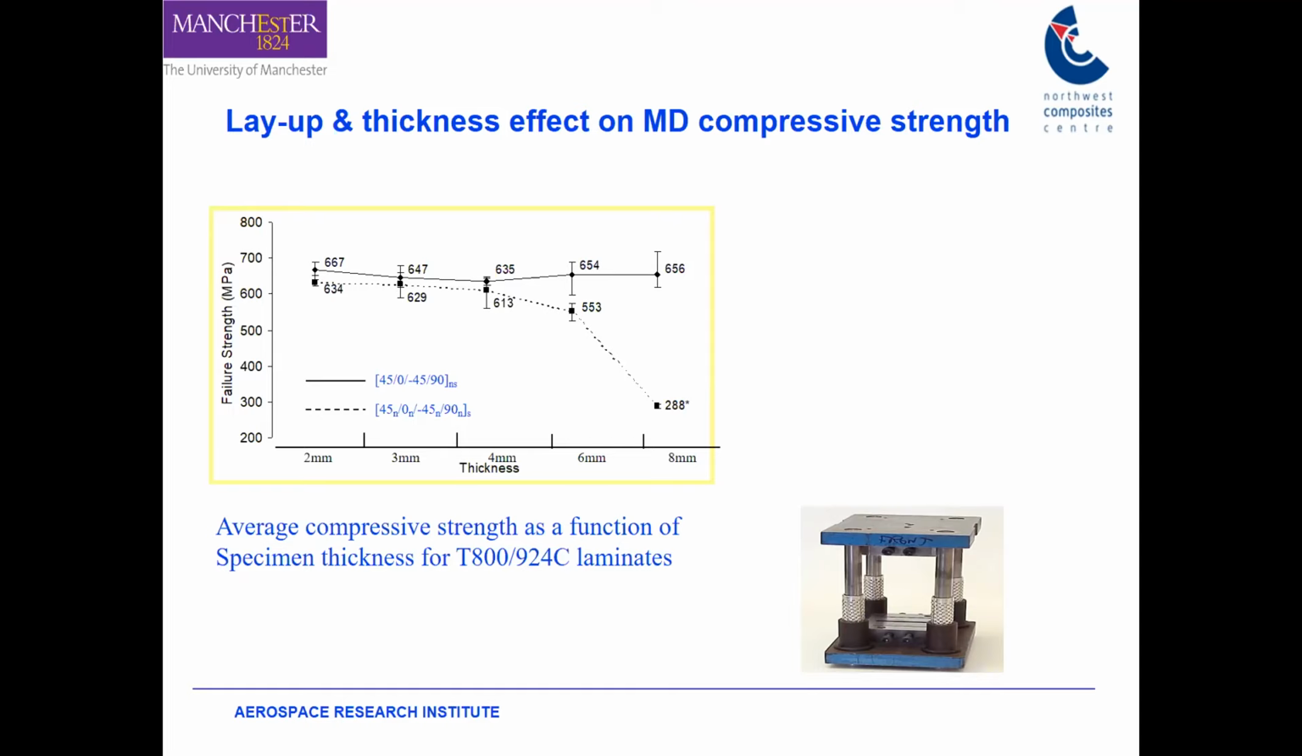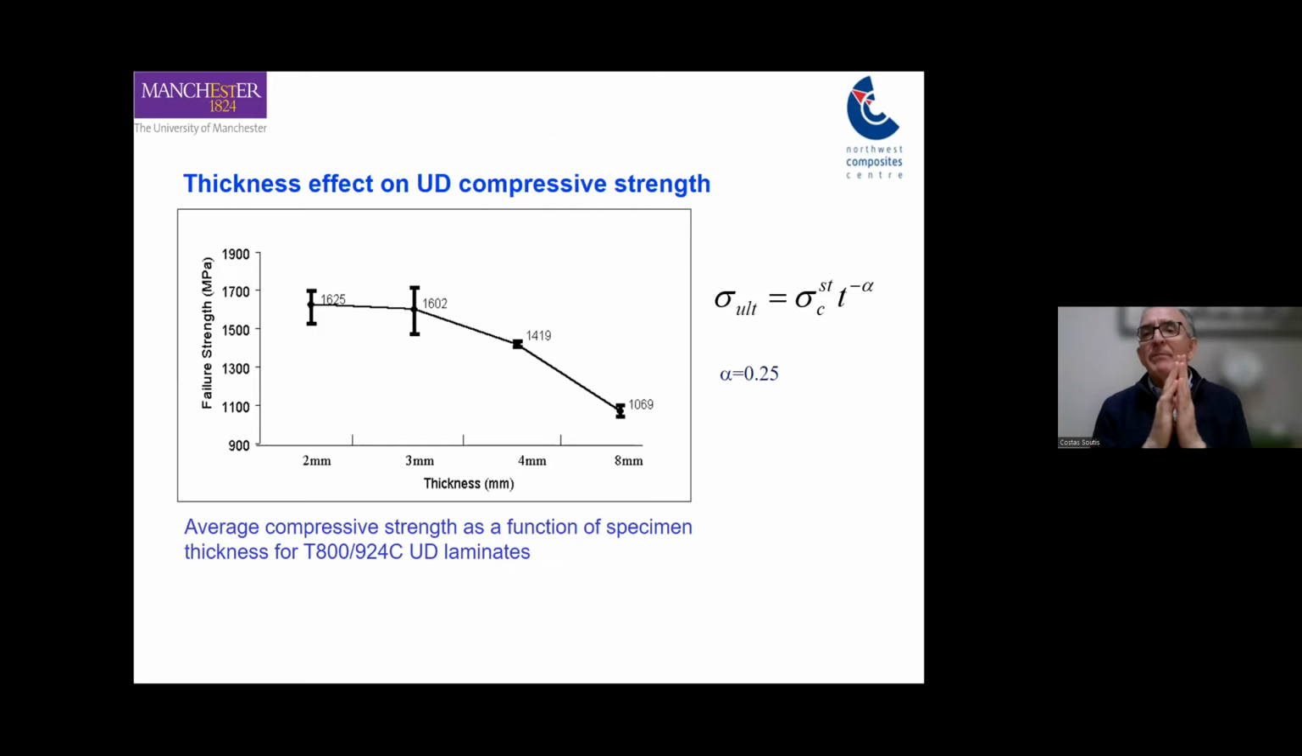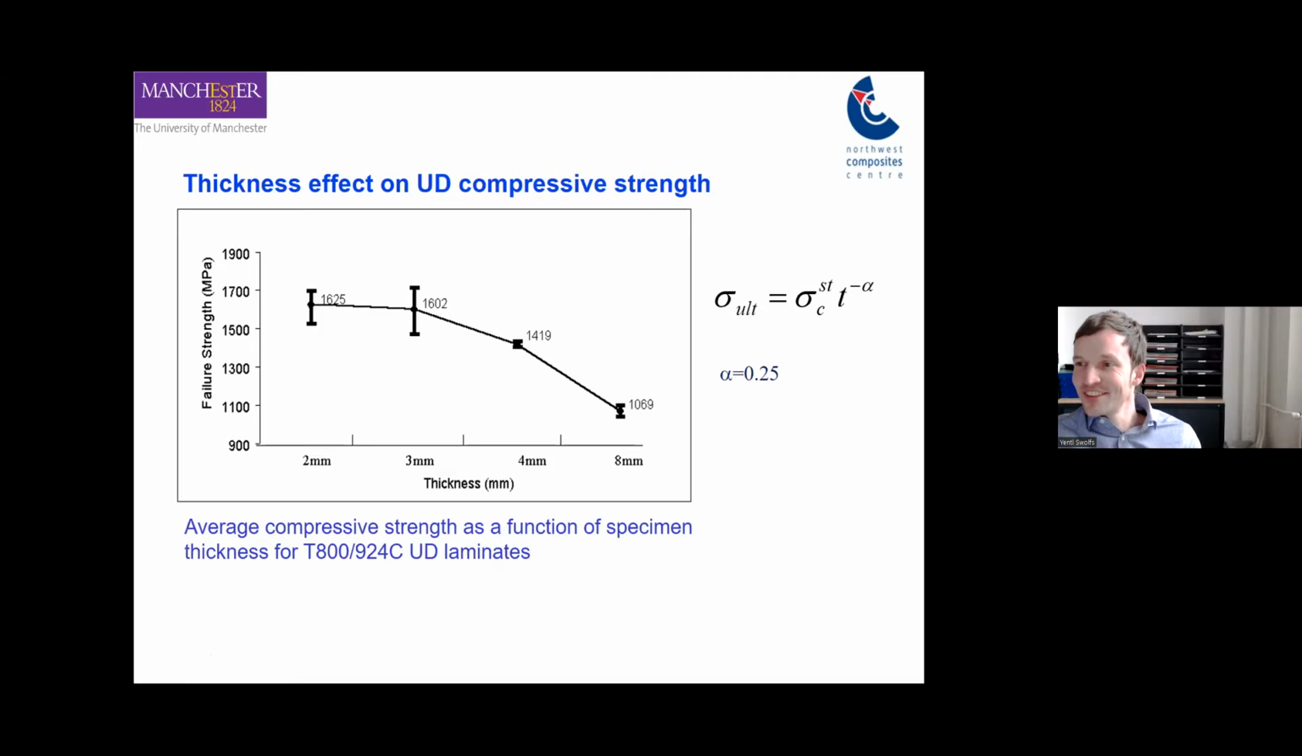Also, what we have observed, just by testing 100% UD laminates, you can see the thin laminate, the traditional 2 millimeter thick laminate, which is suggested by ASTM standards and ISO standards. It gives you the 1630 megapascals with a very small scatter, provided that your specimens are fabricated correctly, tested correctly by an experienced operator. And then as you increase the thickness of the specimen, you get a huge reduction. And here we have an empirical formula that shows you the ultimate strength of the laminate compared to the 2 millimeters thick laminate, as a function of the thickness of the laminate, where alpha there is 0.25, and it fits that curve.